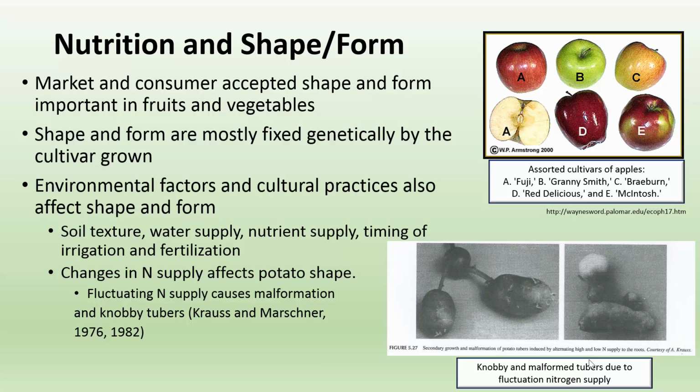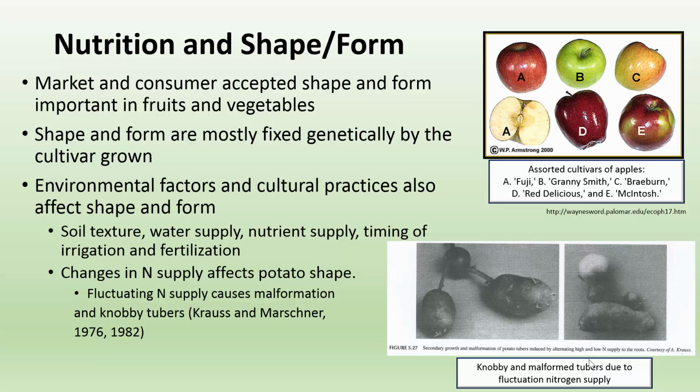Shape and form of fruits and vegetables are other important appearance traits that are affected by plant nutrition. This is again due mainly to market and consumer preferences of particular shapes and forms. Shape and form are mostly fixed genetically by the cultivar grown. This figure shows the different shapes of different cultivars of apples.